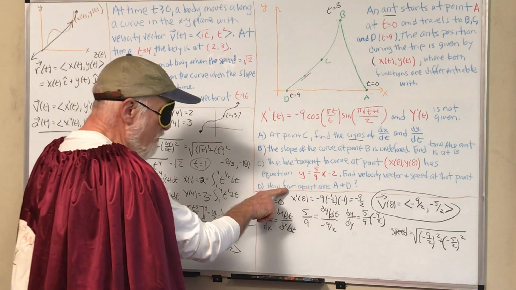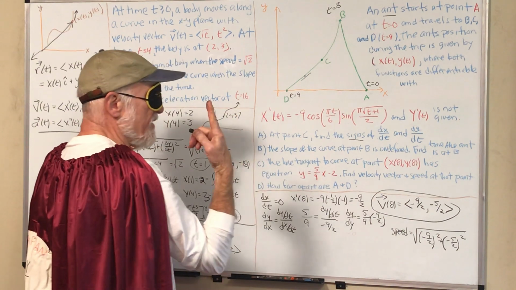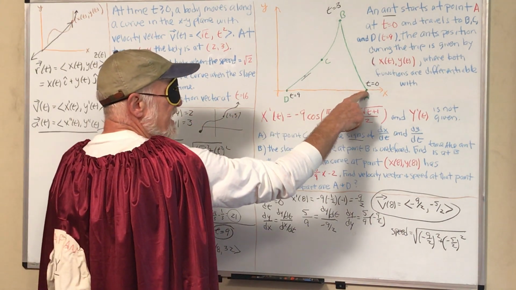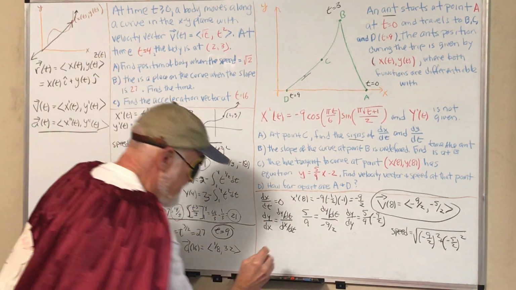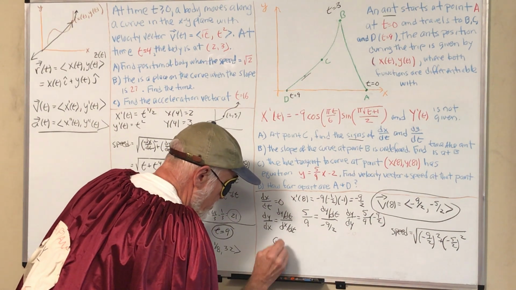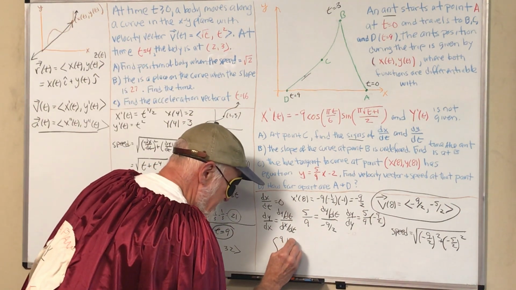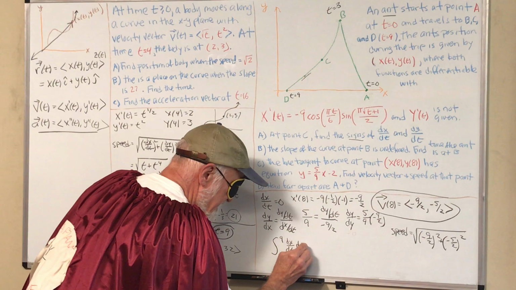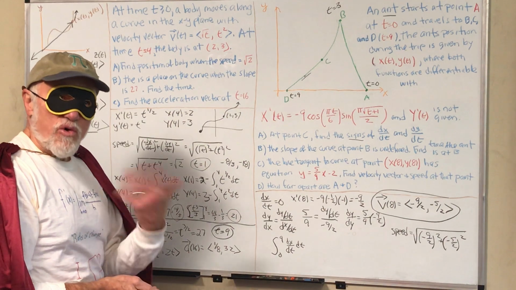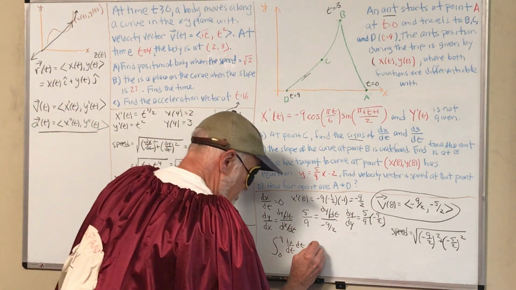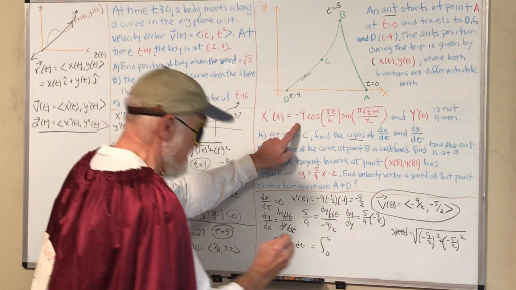And the last thing asked, how far apart are A and D? Well, if we think about it, you're just looking at what's the change in the x coordinate. And we know how to do that. If you take the integral from 0 to 9 of dx/dt, or x prime of t dt, that's going to give you the change in the x coordinate.